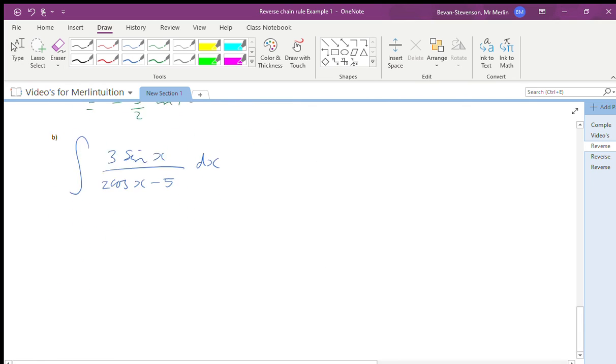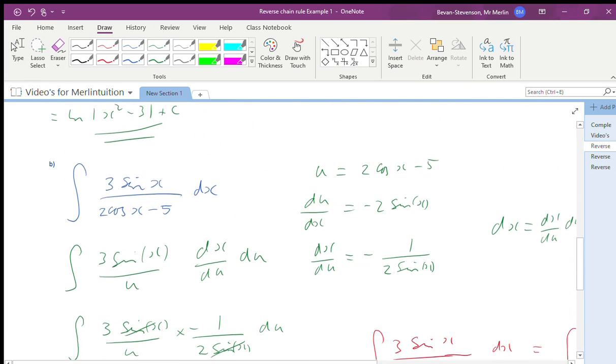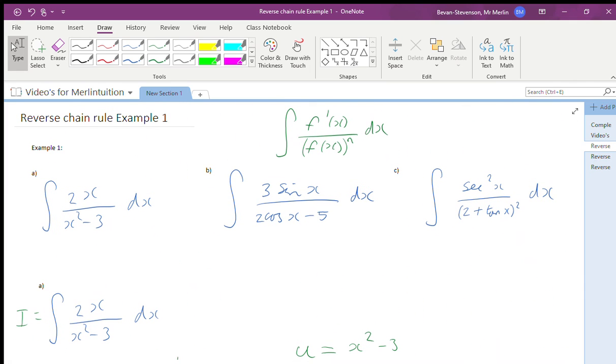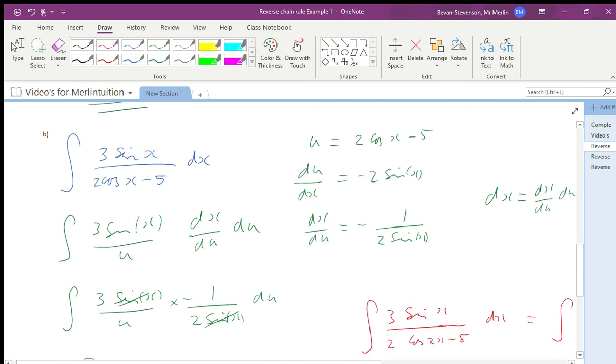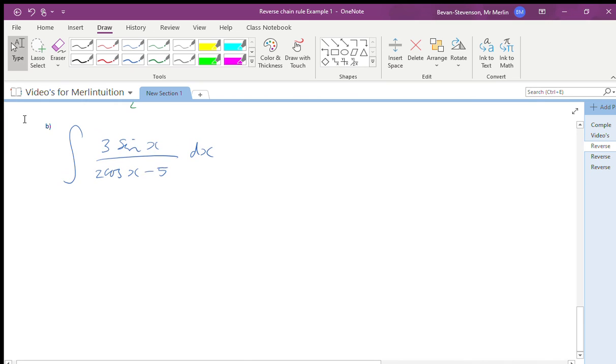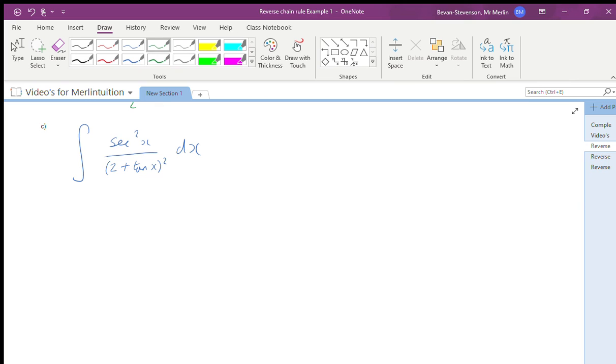Okay, our final problem, I have lost it. Let me just grab it again from up here. Our final problem, problem C, is slightly stranger, and what we're going to have to use here is our trig rules, which we've now learned how to deal with as well.